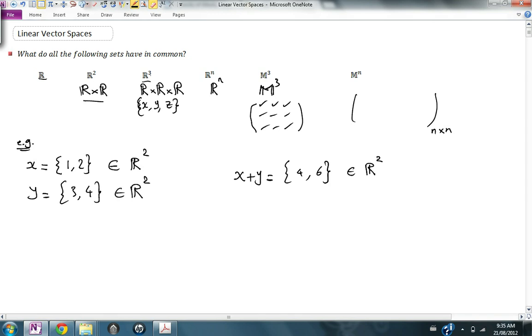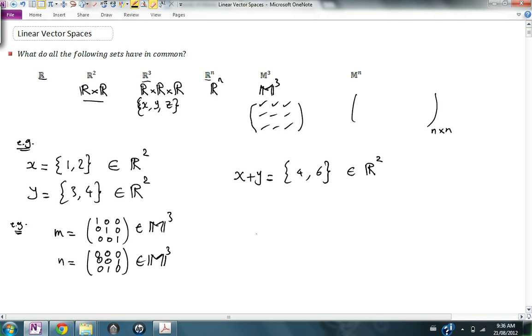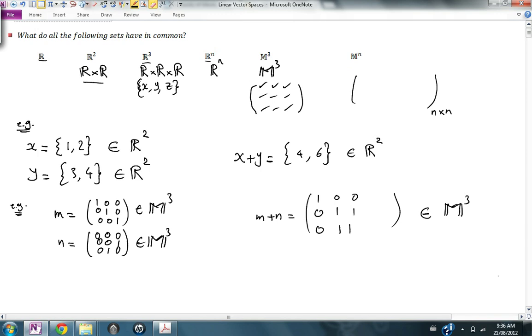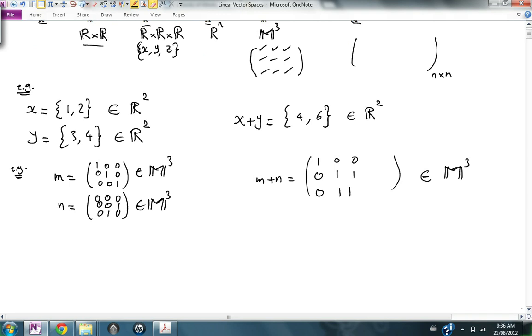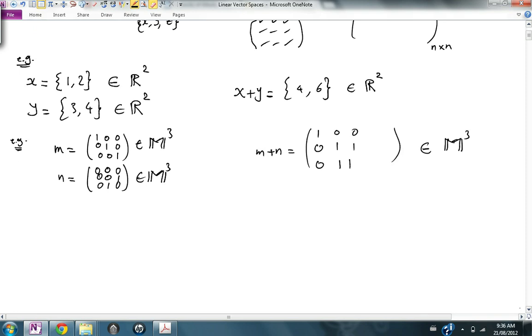For example, if I consider the matrix M, 1, 0, 0, 0, 1, 0, 0, 0, 1, and if I consider the other matrix N, 0, 0, 0, 0, 0, 1, 0, 1, 0, both are elements of M3. When I add M plus N, I'm going to get another matrix that is also an element of M3. And this also applies for a general n by n matrix. So all these sets are closed under addition. The other thing, all these sets have a zero element.